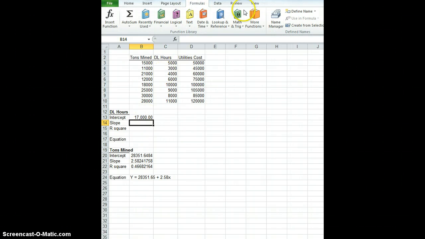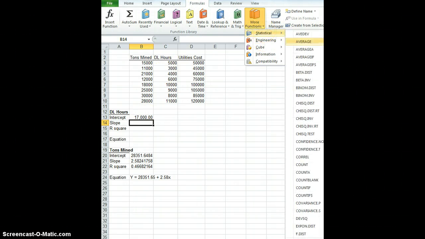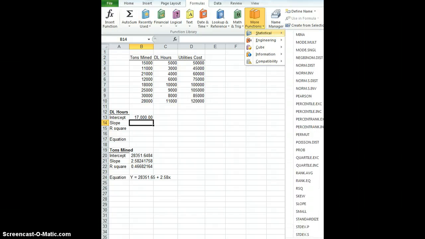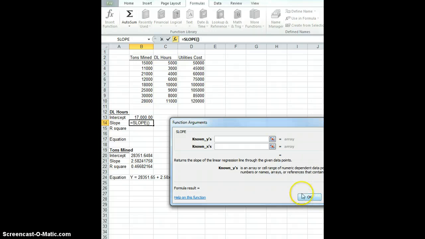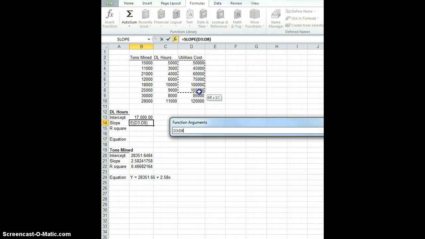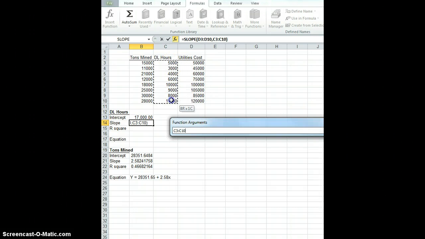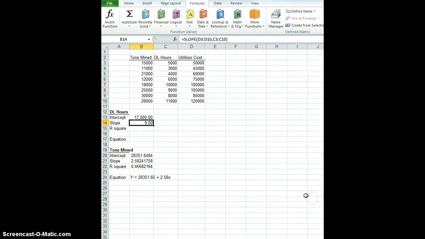The slope, going to do the same thing. Statistical, scroll down to Slope. We've got our known Y's, once again utility cost, and known X's, direct labor hours. Click OK, and we have $9 of variable cost per unit. Last but not least, calculate our R square.